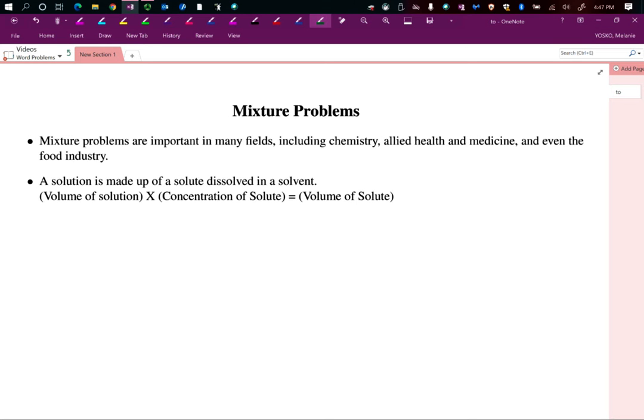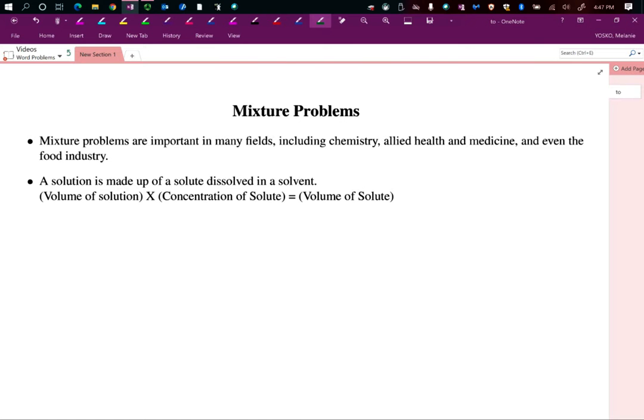Okay, let's do some mixture problems. So mixture problems are really important. You might see them in chemistry problems, anything with allied health, medicine, nursing, anything like that. In the food industry, you may see a mixture problem as we're going to mix two different kinds of nuts and they cost different prices per pound, and we're trying to make a bag of mixed nuts and we want to figure out what the new price should be. So that's an example of using a mixture problem in that way.